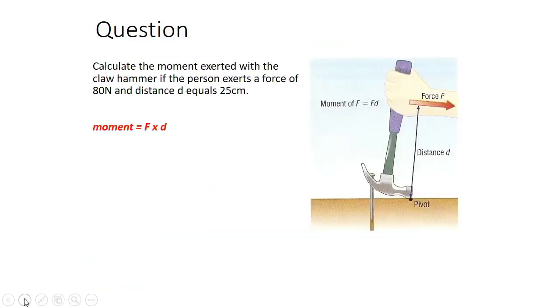Here is an example of working out the moment. Calculating the moment is given by force times the distance. And here you are given the question and the answer is worked out for you. Calculate the moment exerted with a claw hammer if the person exerts a force of 80 Newton and the distance d is equal to 25 centimeter.